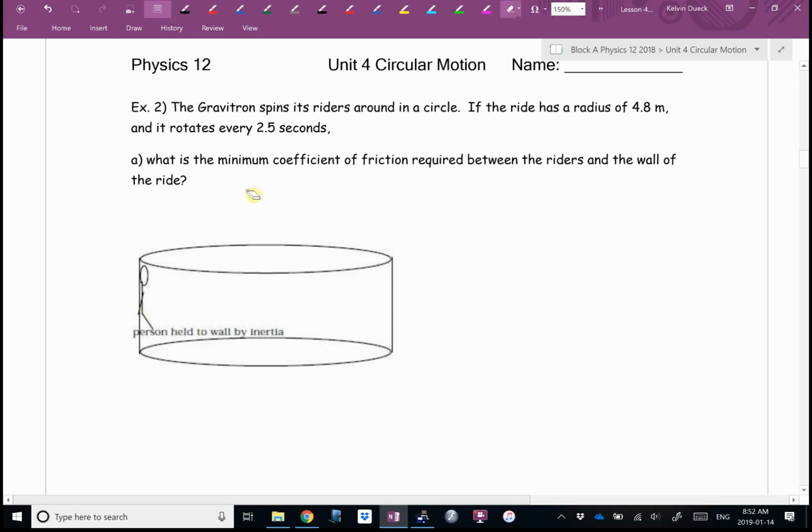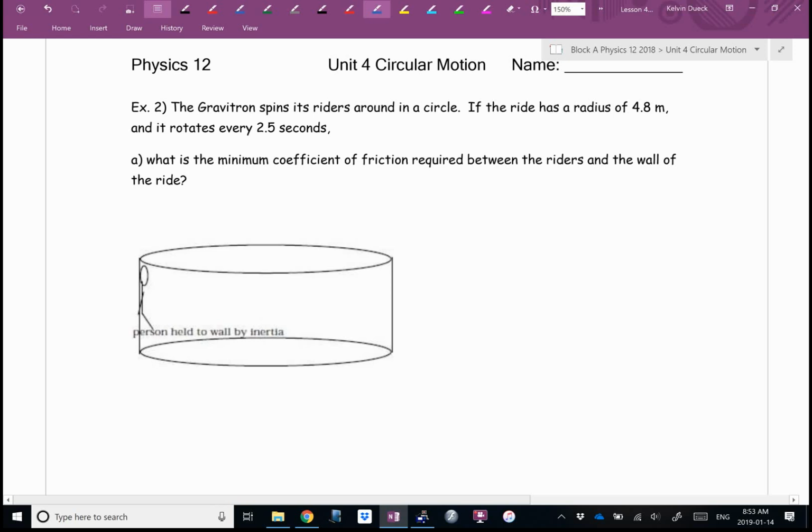So here's a side view. It spins its riders around in a circle. In this one, rather than having the ride tilt up, we'll have the floor drop away so we can keep everything horizontal. The ride has a radius of 4.8 meters. It rotates every 2.5 seconds. What's the minimum coefficient of friction required between the riders and the wall of the ride? Is there a coefficient of friction required? You know what this is a good job for?